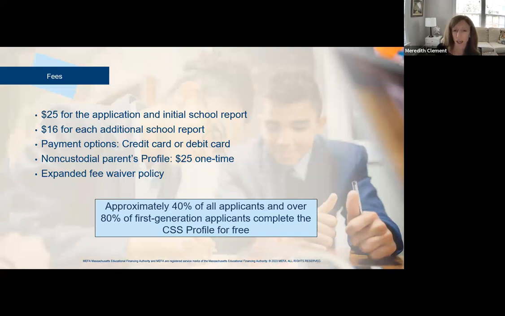There is a fee associated with the CSS Profile, whereas the FAFSA is always completely free to submit. There is a fee with the profile. It's $25 to fill out the application and submit it to one school, and then $16 to submit it to every additional school. You can pay with credit or debit card. For that non-custodial parent, they only have to pay $25 one time, no matter how many schools are getting their information. And there is a fee waiver policy that we'll go through on the next slide. It is good to know 40% of applicants and over 80% of first-generation applicants do get a fee waiver. So there are a lot of students that do get a fee waiver.